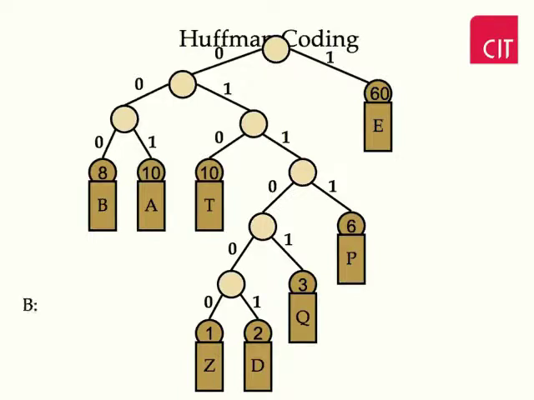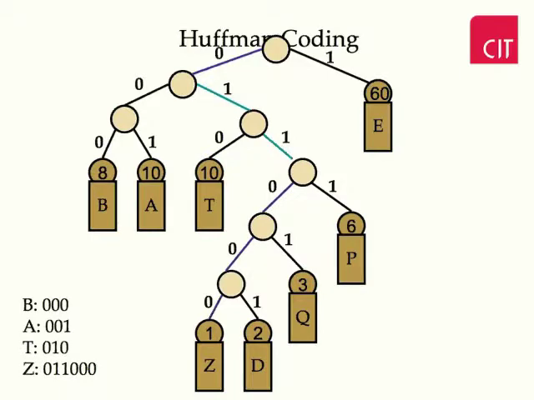To get to the letter B, for example, we have to go left, left, left, which is 0, 0, 0. To get to A, we have to go left, left, right, which would give us 0, 0, 1. We get to T from the start by going left, right, left, which gives us 0, 1, 0.